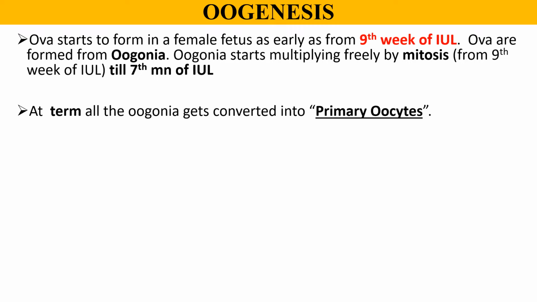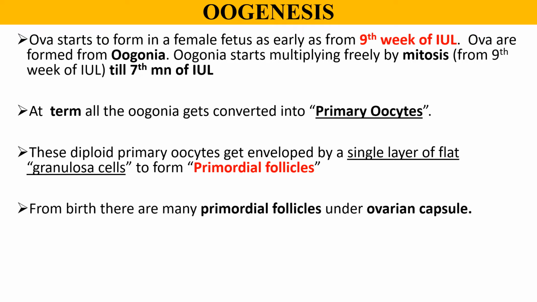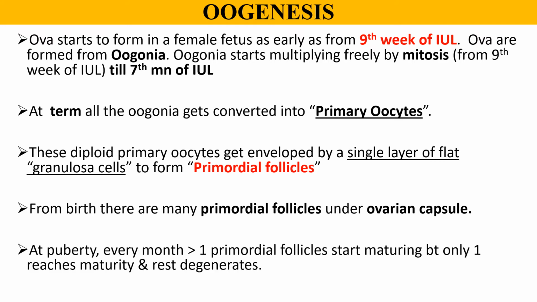By term, that is, when the girl fetus is ready to be delivered, all the oogonia get converted into primary oocytes, which further convert into primary follicles after the granulosa cell layer is complete. Therefore, from birth, there are many primordial follicles already present under the ovarian capsule. At puberty, every month one or more of the primordial follicles start maturing to become primary follicles, but only one reaches the final stage of maturation while others degenerate.